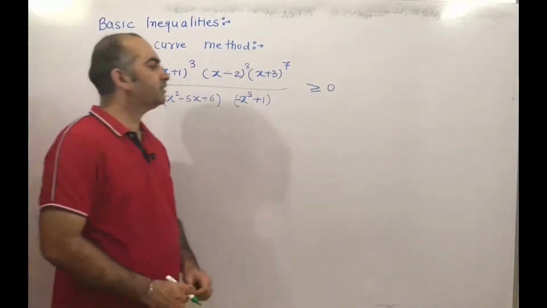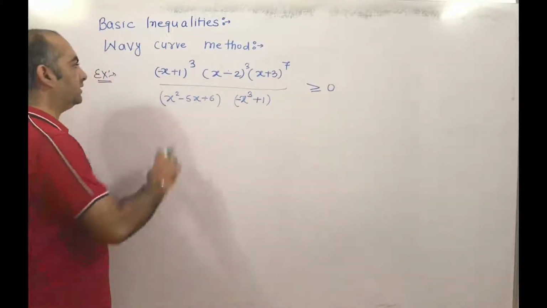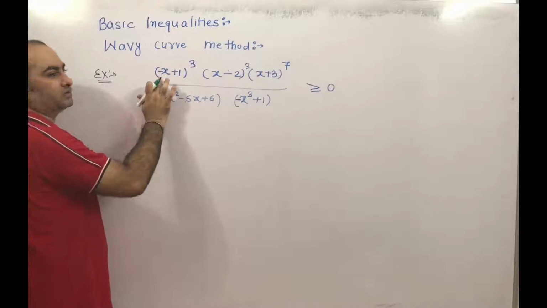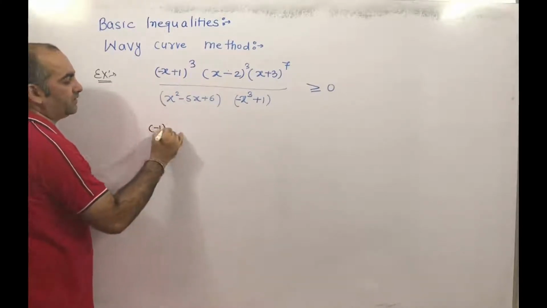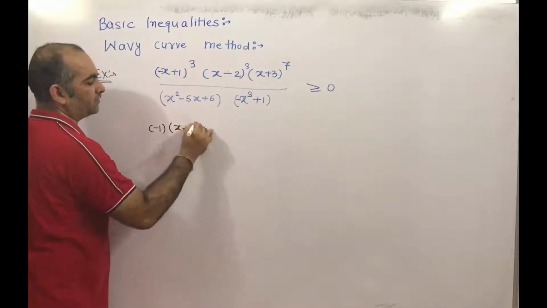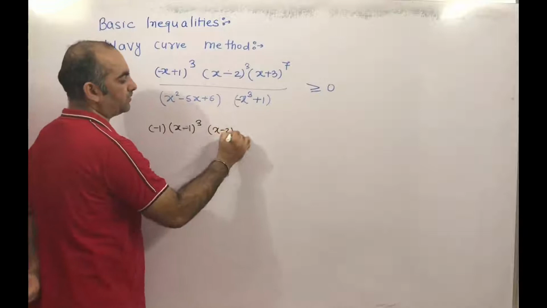So first thing is what? One of the sides is 0, that is already there. Next what you will do? This is (-x + 1)^3. So first thing, here we will take minus common. So what will go here? (-1)^3 (x - 1)^3. This is (x - 2)^3 as it is.